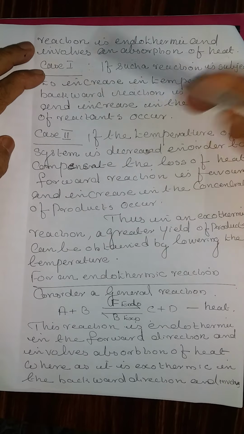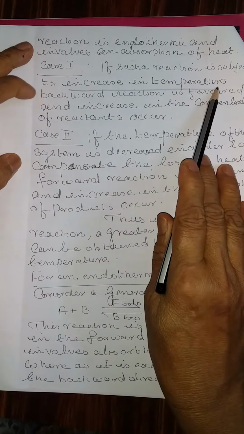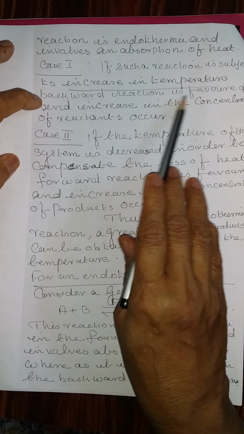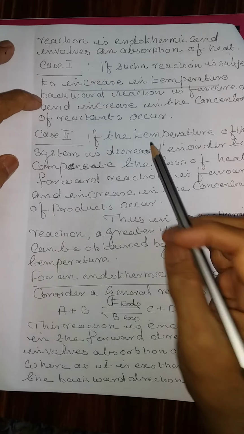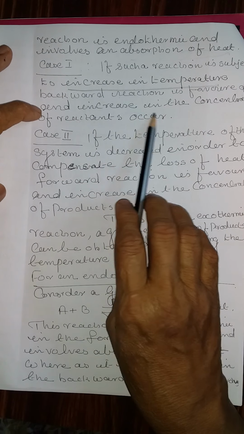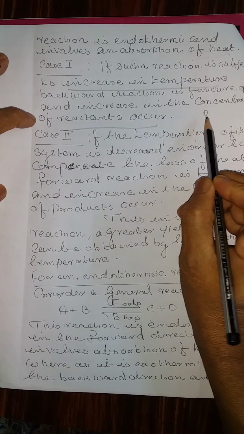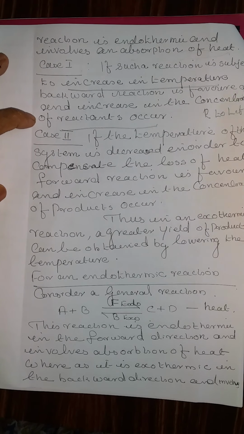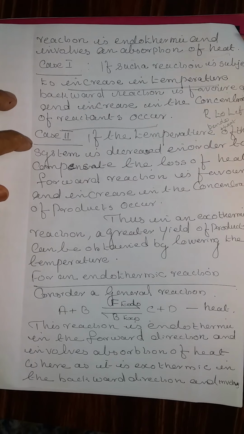Now let us take case 1. In such a reaction, when it is subjected to an increase in temperature, the backward reaction is favored because only the backward reaction can absorb heat. And an increase in the concentration of the reactants occurs, that is, from right to left the reaction takes place, or the backward reaction takes place. The backward reaction is an endothermic reaction. That reaction can only accept heat. That is the reason.